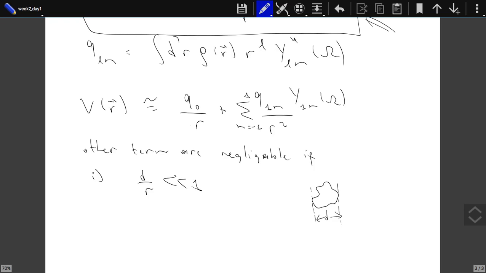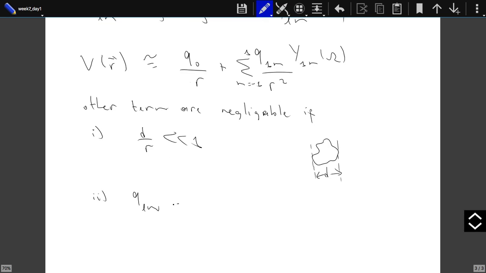So you have your charge distribution, whatever it is, and it has a typical size. Let's call it d. If you are at a distance much larger than this d, then the other terms are negligible. This is one way. This tells us that at faraway distances, the dipole approximation is good enough.